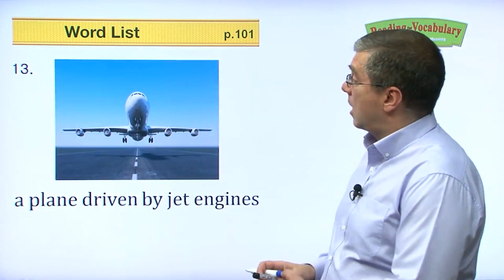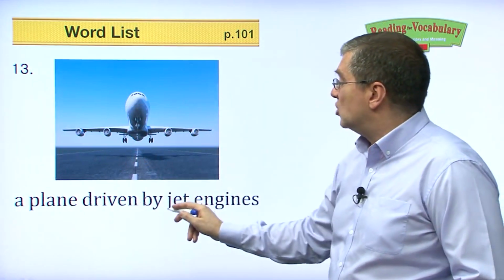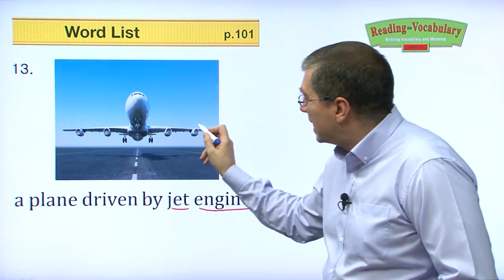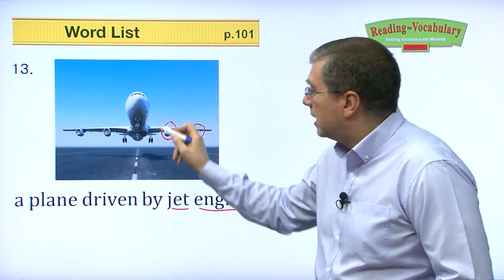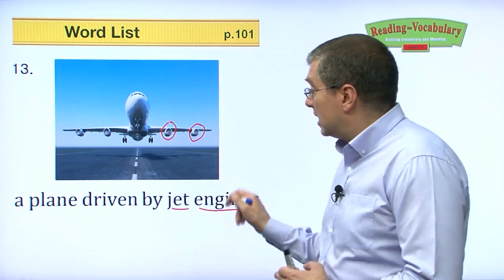Okay, next word. Wow, this is a big airplane, right? This is a plane driven by jet engines. The jet engine is here and here. Now, a long time ago, there were no jet engines.